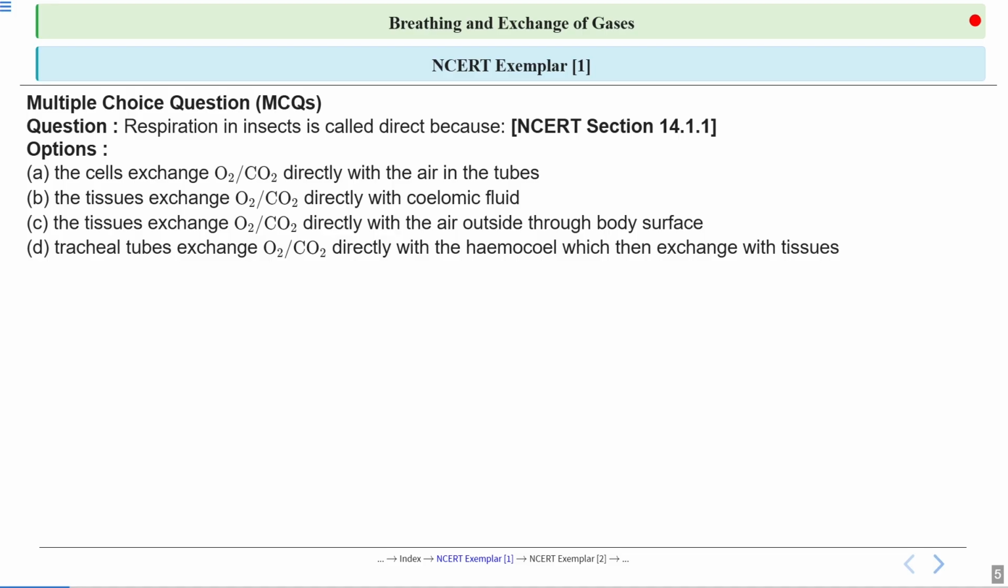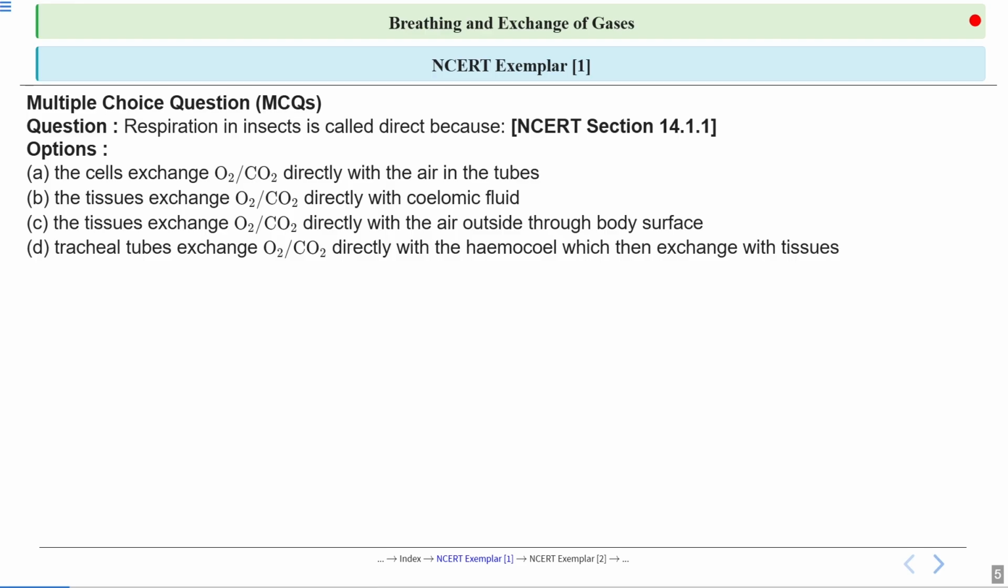So total 20 questions will be there. Let us take the first question, right? Multiple choice question. Respiration in insect is called direct because... This question is coming from the NCERT section 14.1.1, right? And the options for this question are as follows.